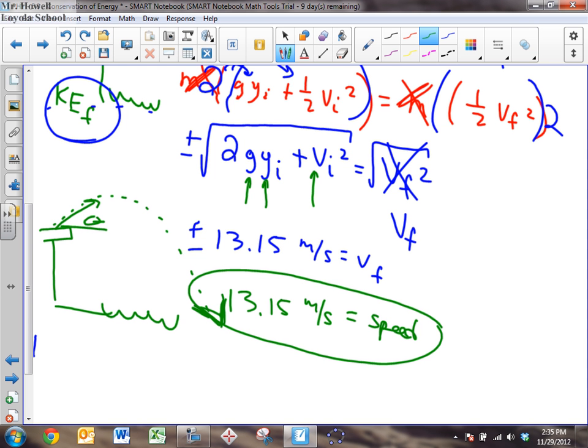Will there ever be a case when we can't cross out the mass? Yeah, the next example we're going to do. Remember last class I said, if you have a spring involved, there's no m in the formula, that's when it won't work, and you're going to see that in the next example.